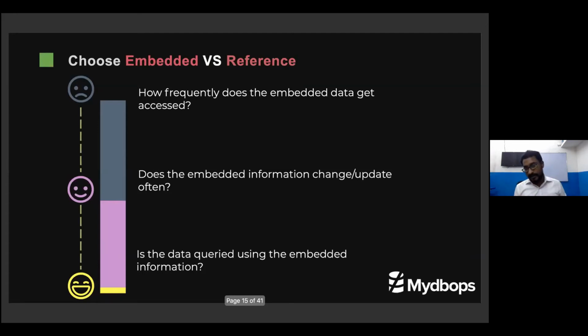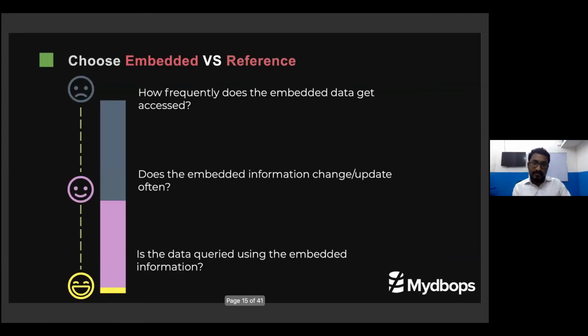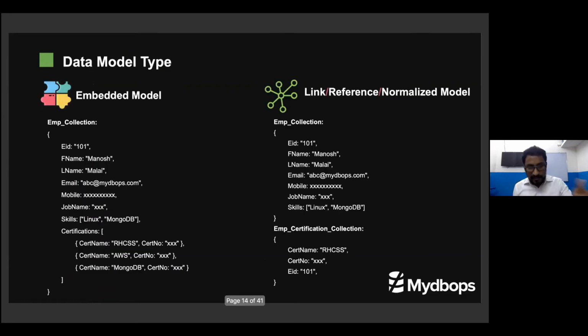If you are accessing that embedded data, the sub-document, very frequently, for example, the certificate information of the employee, then I would suggest using the embedded document. Next, does the embedded information change or update very often? That means you are updating the array. For example, here I have certificate information, which is embedded, and suppose I'm updating this certificate information very frequently.